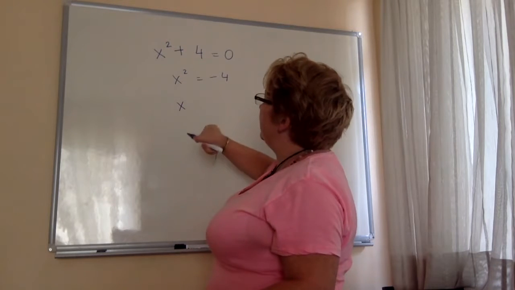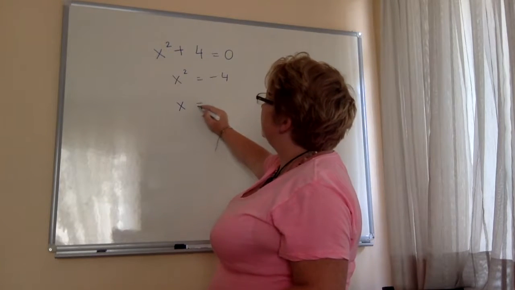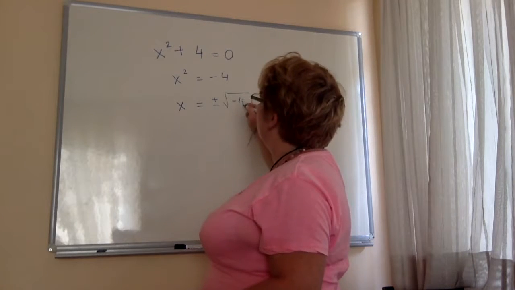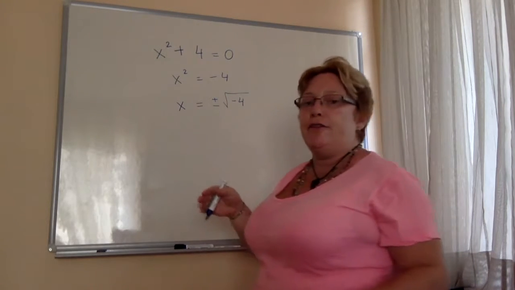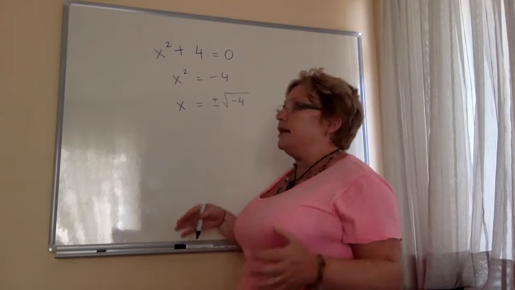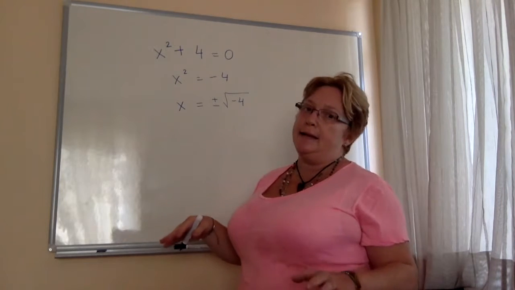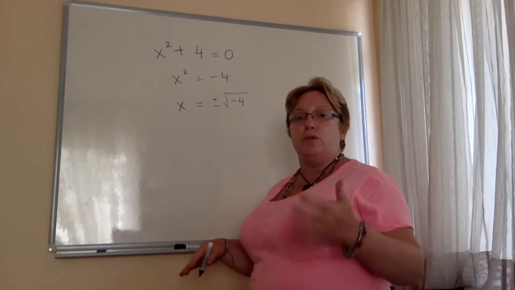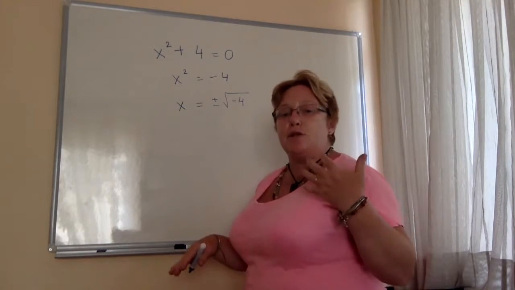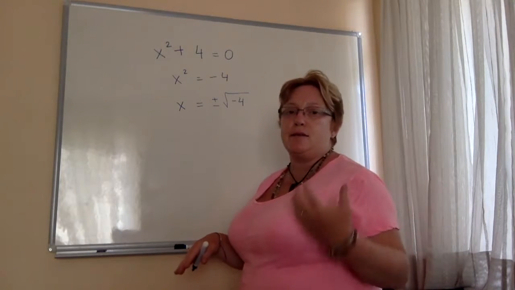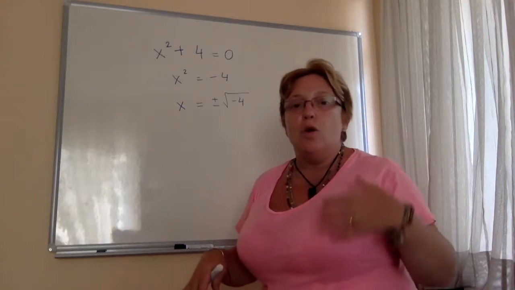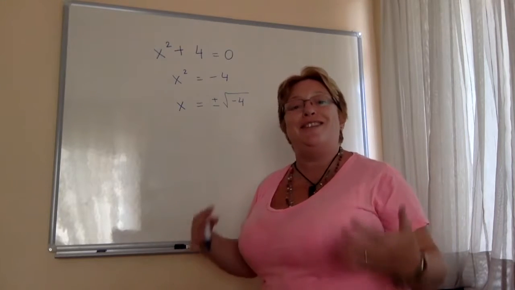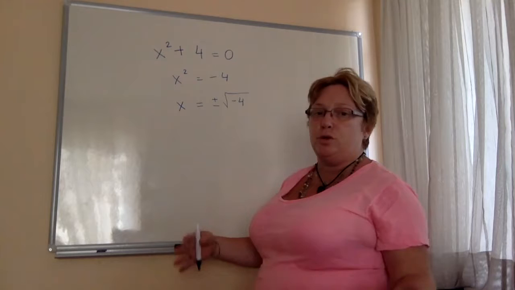Then I'm really looking at x as the square root of this minus 4 with a plus or minus in front. Now, until today, we said, I'm sorry, you've got to stop here. You say that there is no real root to this equation because you can't take the square root of negative 4. Well, it turns out you can. You just need to define a different kind of number as your solution.